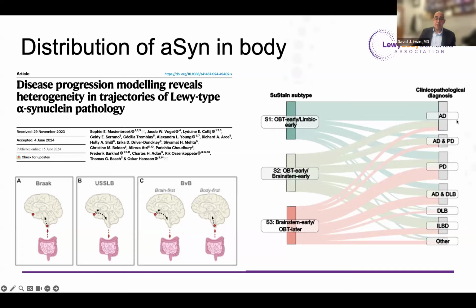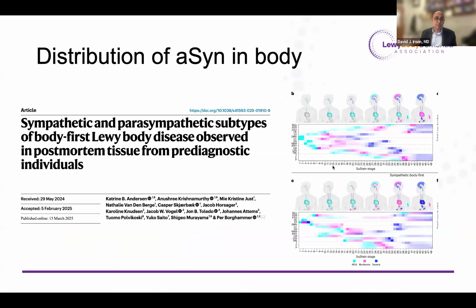And you see it's enriched in patients who have clinical Alzheimer's disease compared to those who have a brainstem and a motor early tend to have more Parkinson's disease, and then there's some subtypes in the middle. So really interesting data showing a spectrum of distribution of Lewy bodies throughout the nervous system that may help us understand why some patients have some symptoms of DLB or AD compared to others.